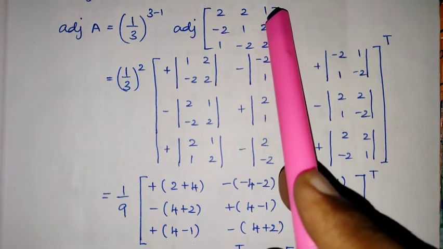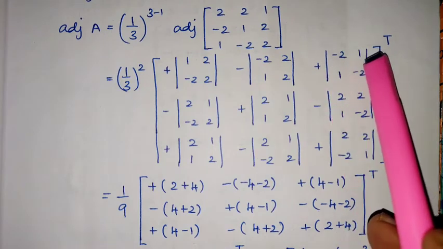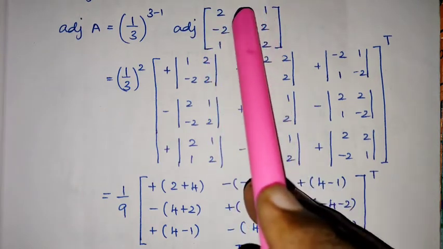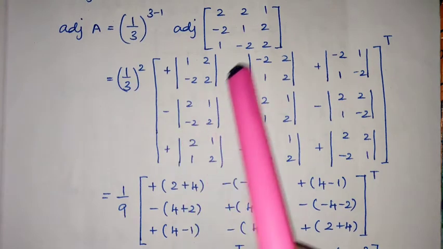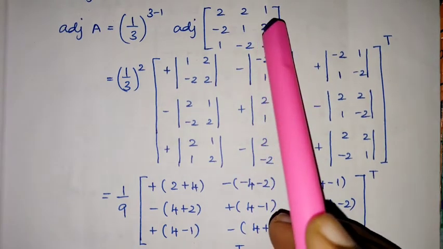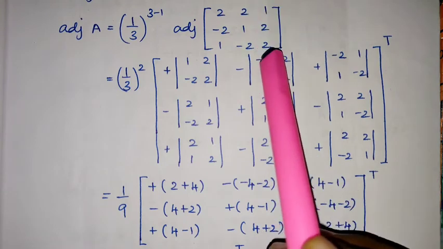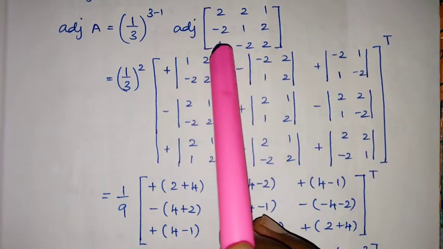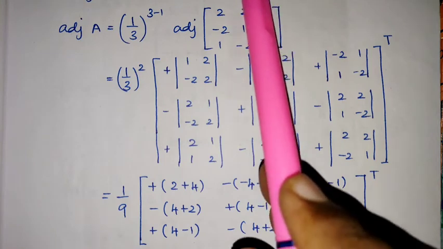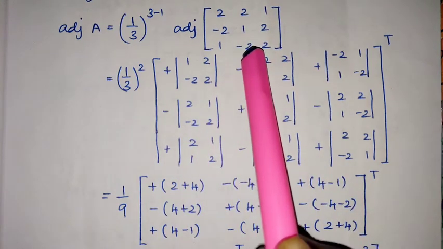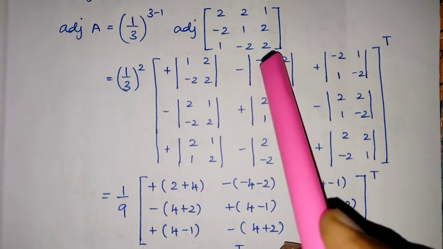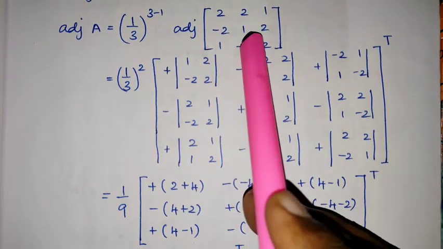We got this. And the third element in the first row, leaving the row and column: minus 2, 1, 1, minus 2. The first element in the second row, leaving the row and column: 2, 1, minus 2, 2, which is given here. The middle element, leaving the row and column: 2, 1, 1, 2. The third element in the second row: 2, 2, 1, minus 2. Similarly, the first element of the third row: 2, 1, 1, 2. The second element: 2, minus 2, 1 and 2. And the last element in the third row: 2, 2, minus 2 and 1.